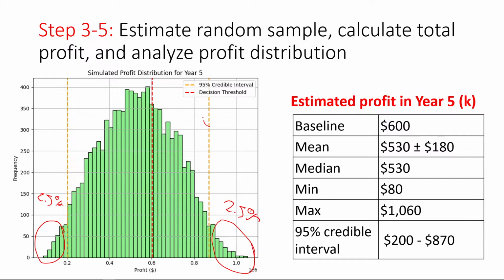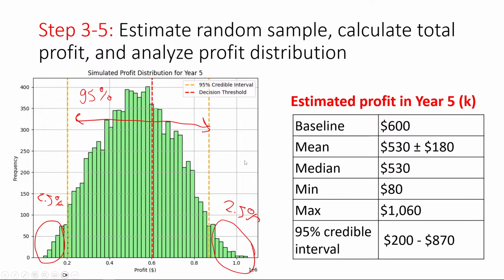And from here to here, that would be my 95% credible interval. So for my 95% credible interval, I remove this sample, and I remove this sample. If I remove these samples, the profit I could make is either 200,000 or as much as 870,000. That's for my 95% credible interval.